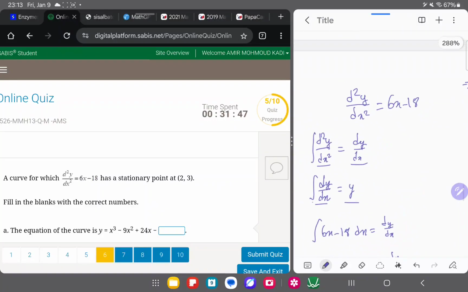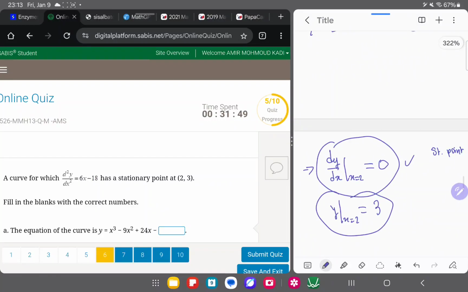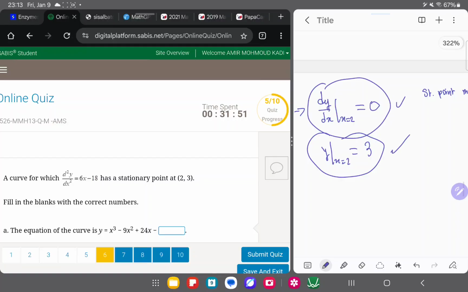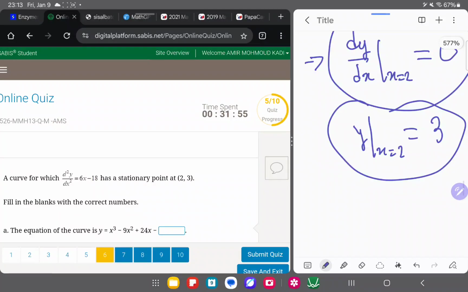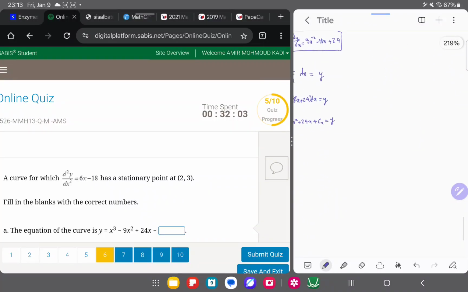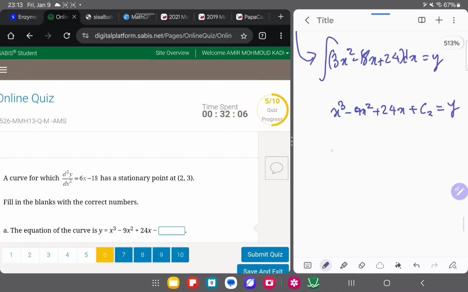Now that we've already used this condition, we'll use this one here. When x is equal to 2, over here, y is equal to 3, as shown here. So I'll put the value of 2 here. When x equals 2, we can write this.